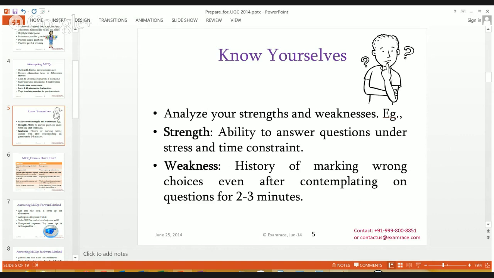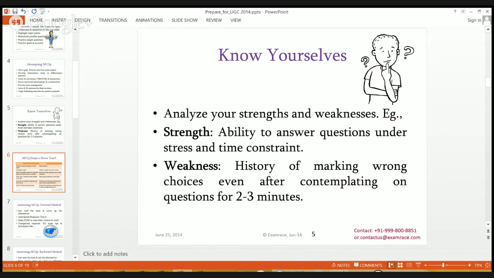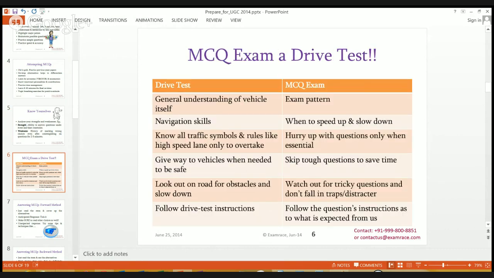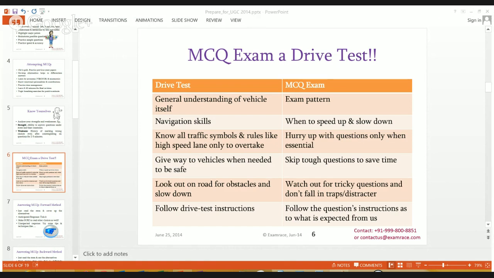I usually tell students MCQ is similar to a drive test. How? In MCQ, you have an exam pattern. Similarly, in a drive test, you must know general introduction about the vehicle. In MCQ, you can speed up and slow down. Similarly, in a drive test, you must know the navigation skills. What does this mean? While attempting your examination paper, consider you are giving a drive test, not an MCQ exam.